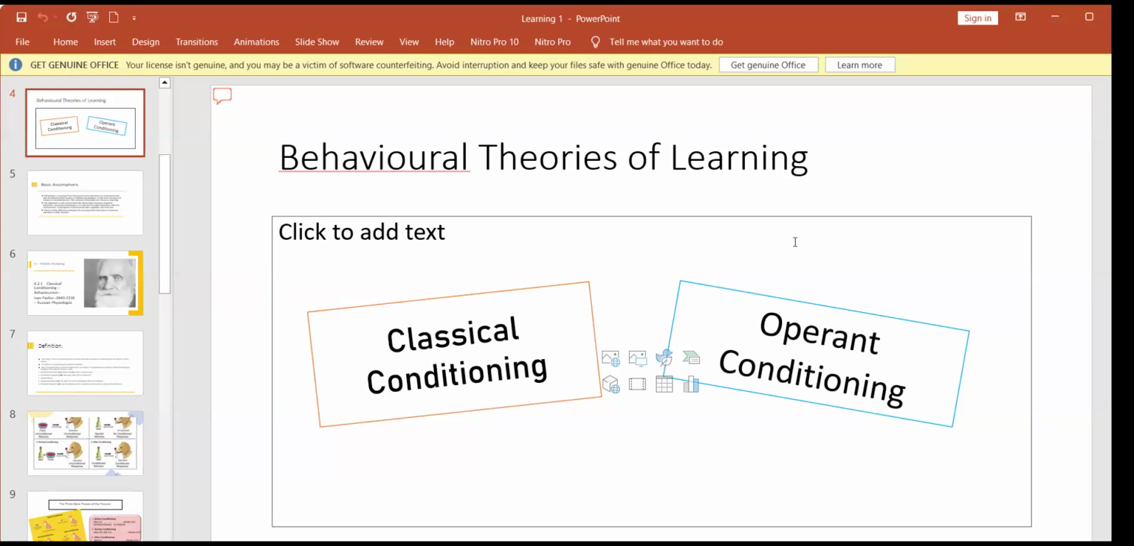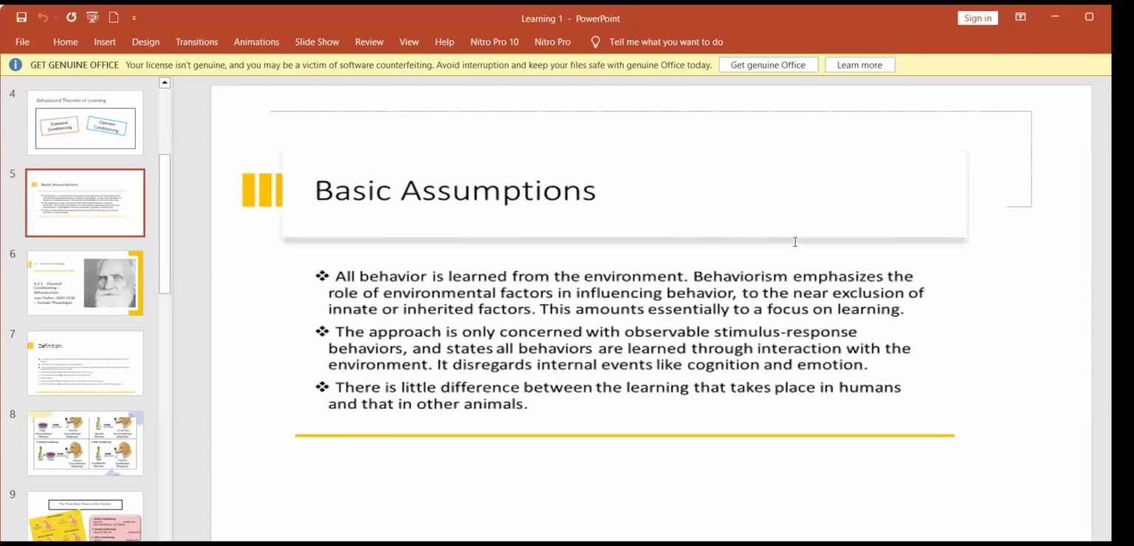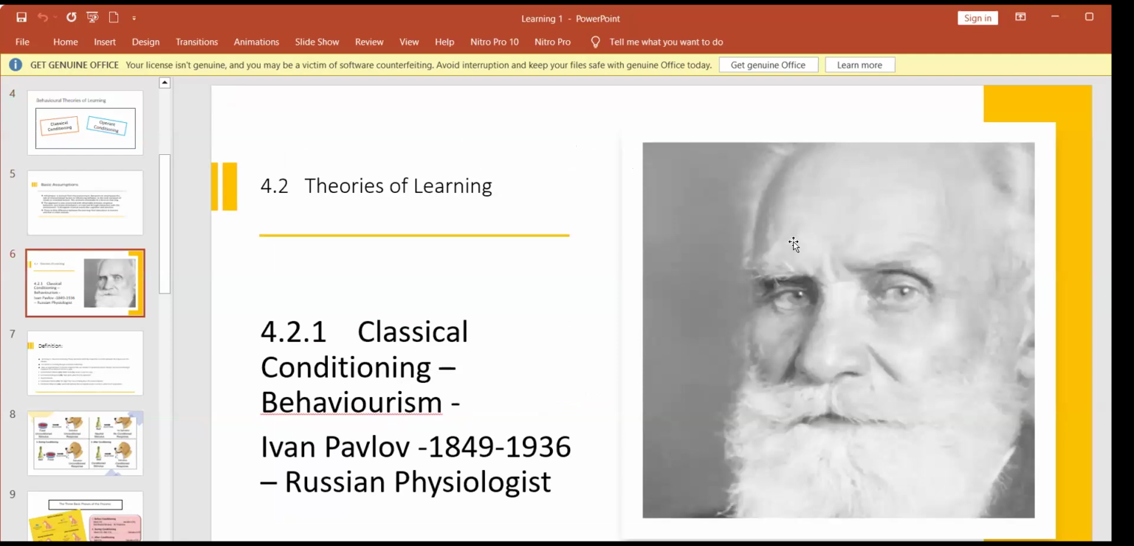So they are common to both classical and operant conditioning. Learning happens because of our interaction with the environment. Learning is more or less habit formation through repetition. Those are common assumptions applied to both classical conditioning and operant conditioning from the behavioral school of thought. Now we'll take the first one, classical conditioning.